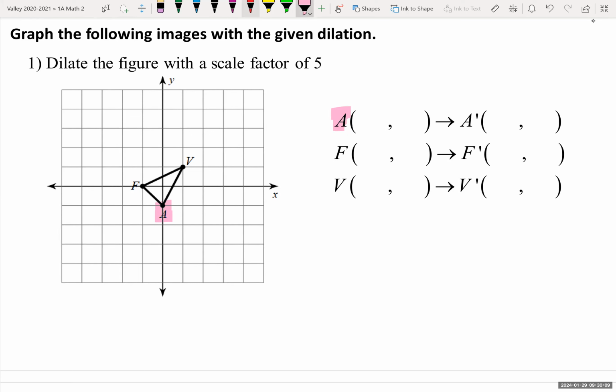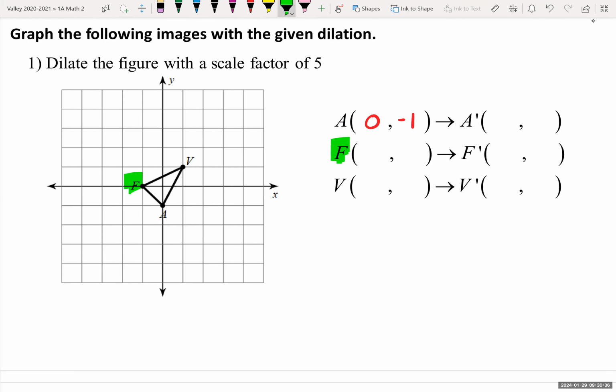The first number moves me left and right. So from the center to get to A, I'm just counting how many squares do I move left or right? How many squares do I move up or down? So to get to A, I don't move left and right at all. So my first number is going to be 0. Then I just move down 1. So my second number is going to be -1. So A is at (0, -1). Okay, then I'm going to go to B or F.